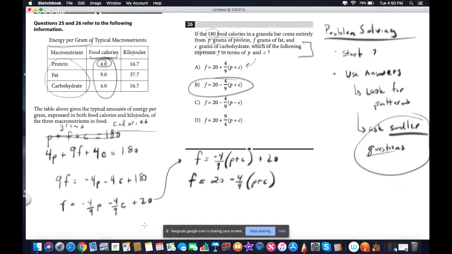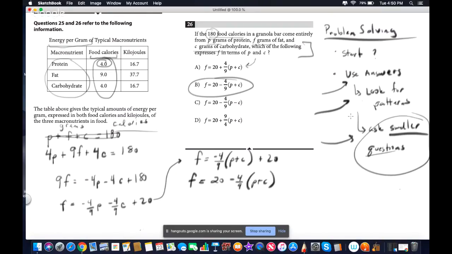So hopefully that question makes sense to you folks. The most important thing, I guess I'll start screen sharing one more time and we'll jump on to the next question. But before we do, I just want to reiterate that I'm using answers to help me. I'm looking for patterns and I'm asking myself smaller questions. That's what problem solving is like on this test, right? Maybe you don't always have multiple choice answers in life, but you're looking for patterns and you ask yourself smaller questions.